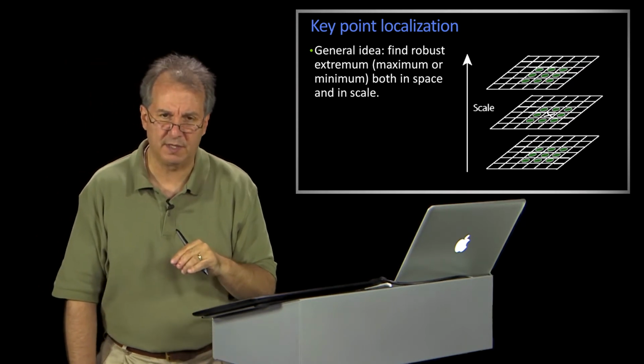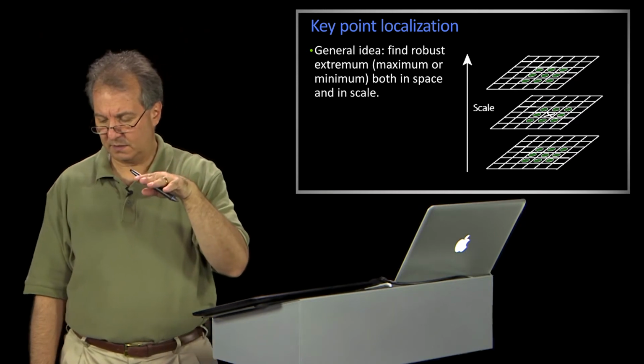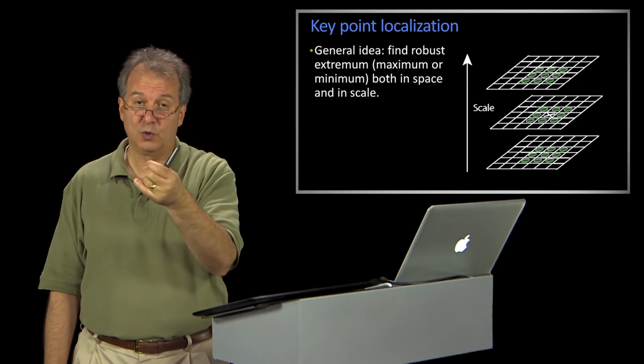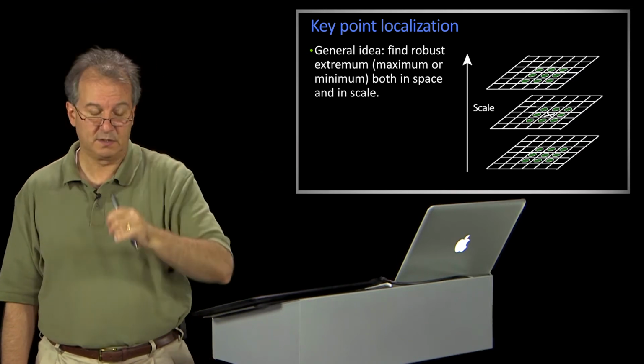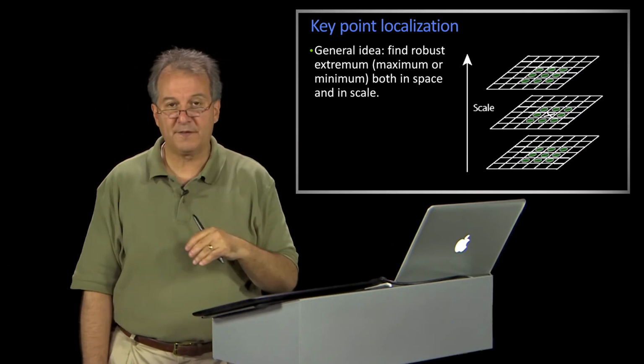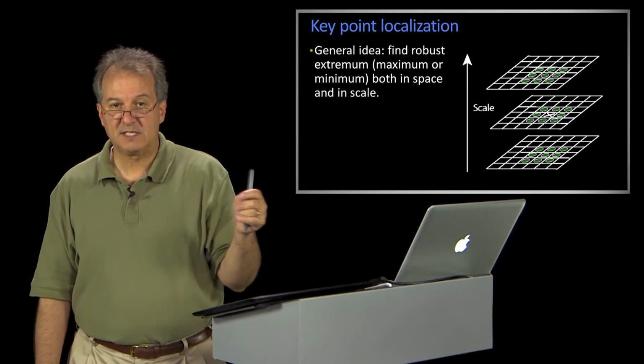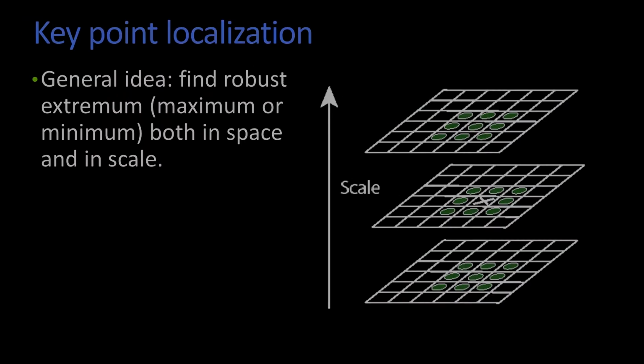So if you remember, for the Laplacian, it goes through 0, goes positive, negative. So if you took the absolute value of that, say, the square, the value that's 0 is a good point. Anyway, you want to find robust maxima and minima in both space and scale. So that's what's drawn here.